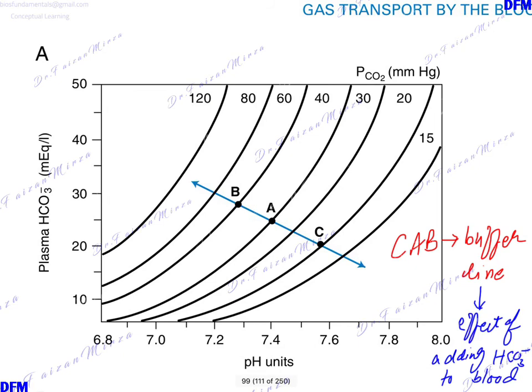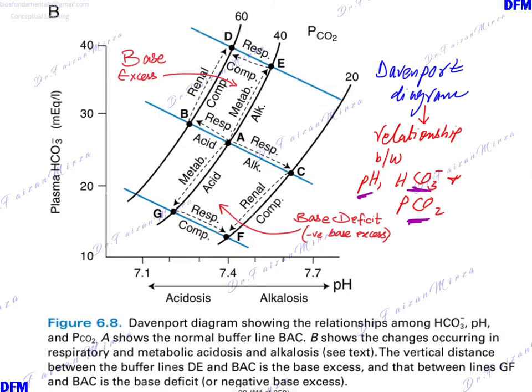All these conditions can be seen by this CAB buffer line. The CAB buffer line shows you the effect of adding bicarbonate to blood. So when you add bicarbonate to blood, the buffer line can shift because of the bicarbonate being added or being removed from the blood. This is called a Davenport diagram. The Davenport diagram shows you the shift in the pH around 7.4. Above 7.4, it's alkalosis, and dropping below 7.4 is acidosis.